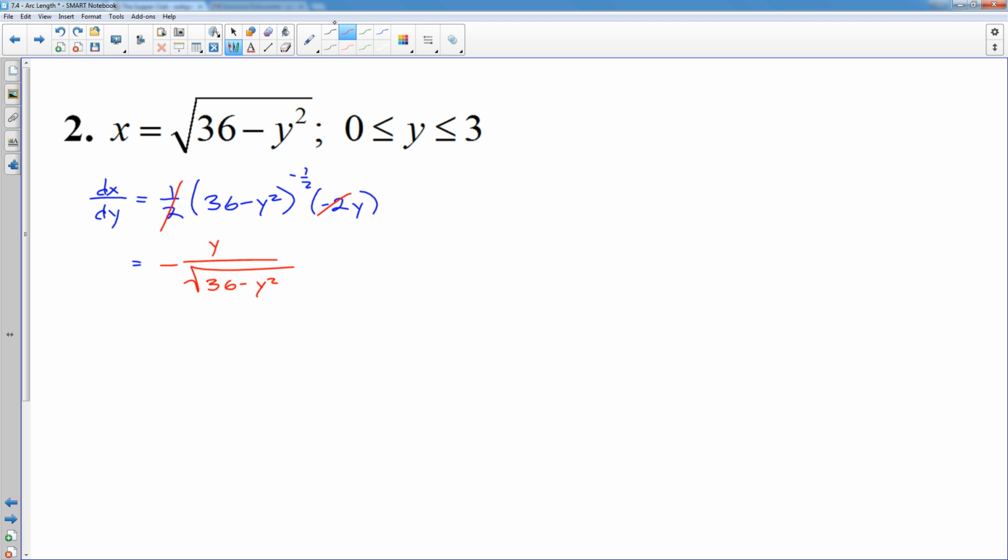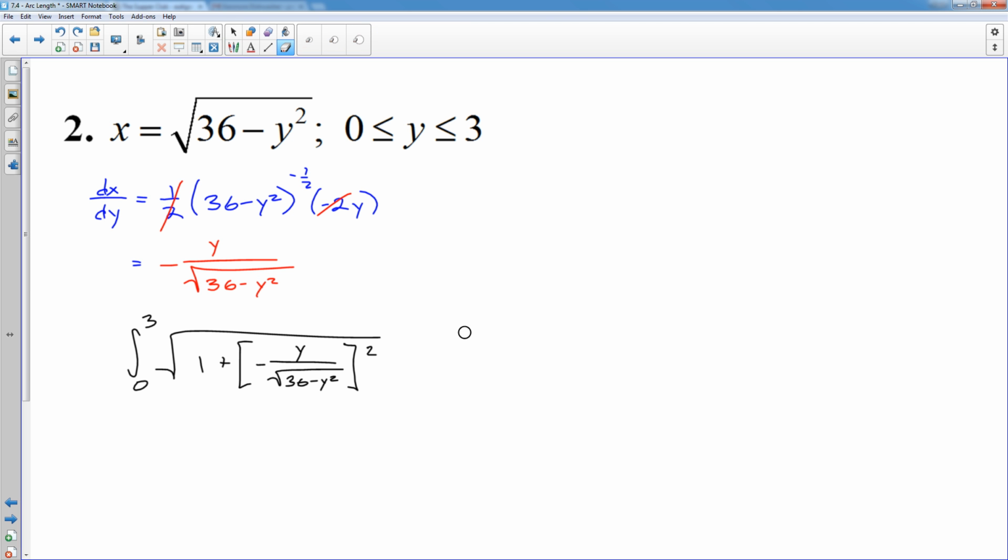And then we'll set up the arc length formula, the integral from 0 to 3 of the square root of 1 plus that thing squared. So negative y over the square root of 36 minus y squared, squared, and this is a dy. And then just like the last problem, we will throw that in the calculator.